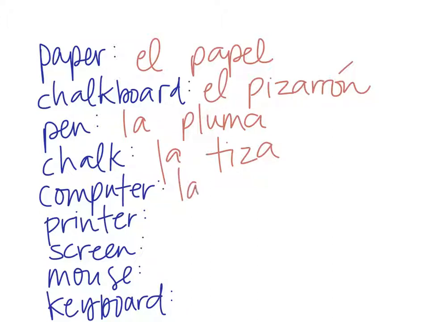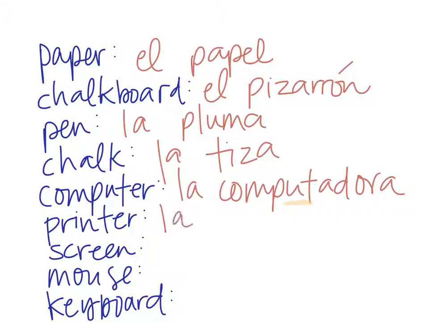Computer is la computadora. Now remember, with the letter U, you're used to saying "you," but in Spanish it's just "oo." Okay, so I hear a lot of mispronunciation with computadora. We want to make sure that we say it correctly. Printer is la impresora.